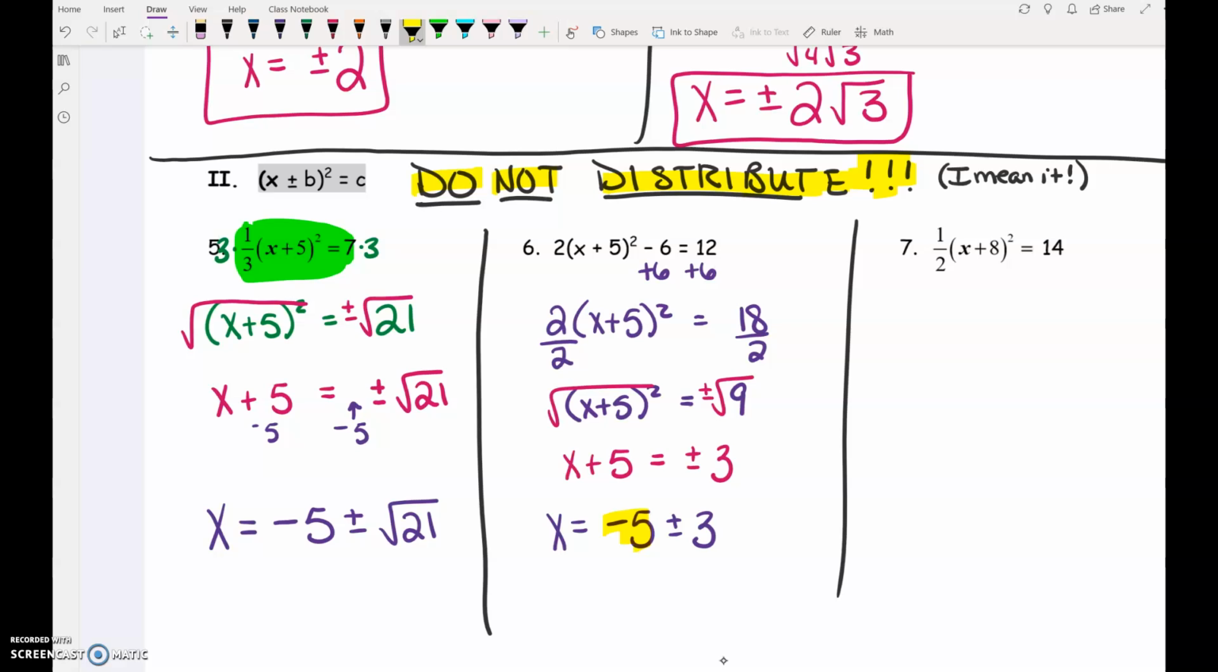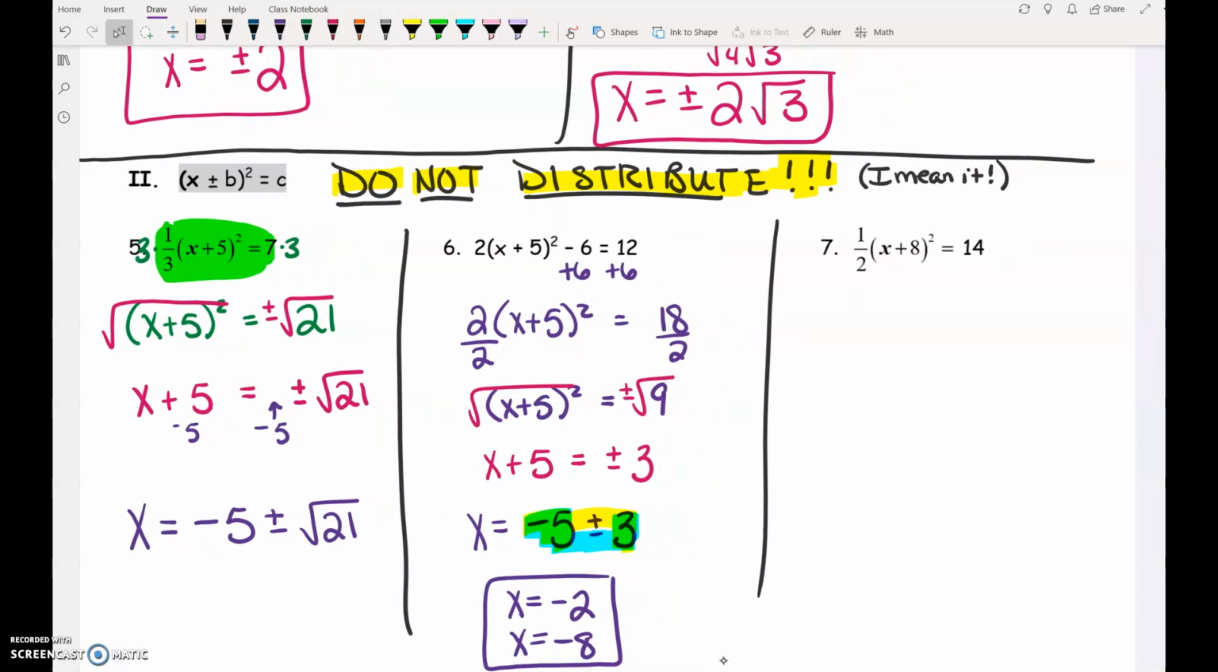You do this problem once using the addition symbol. What is negative 5 plus 3? Negative 2. And then you do this problem again using the minus sign. Negative 5 minus 3, negative 8. So if they are both whole numbers, you can combine them. Just do the problem twice, once using plus, the other time using minus.